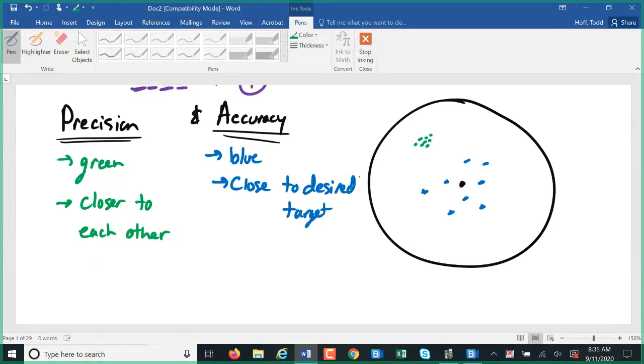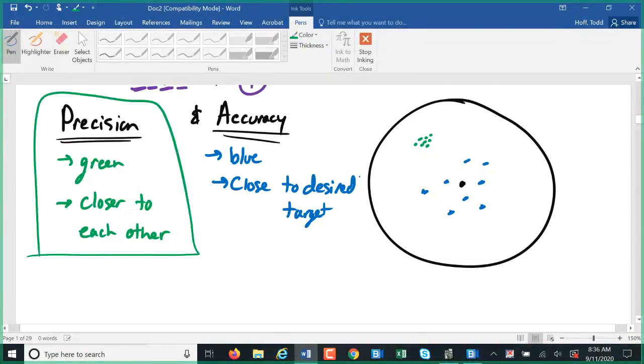The first goal of any machine that we set up in a manufacturing setting is to make sure that machine is capable of reproducing a part that's very, very close to the same every time it produces it. That is the precision. That is really a capability of the machine.